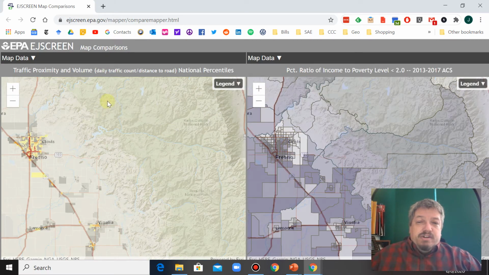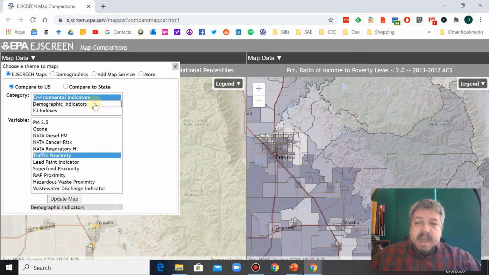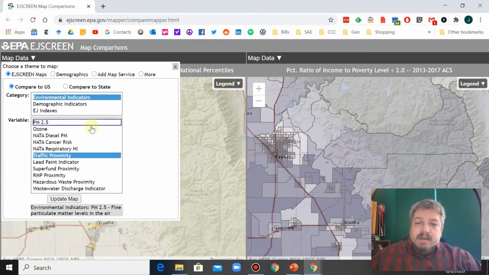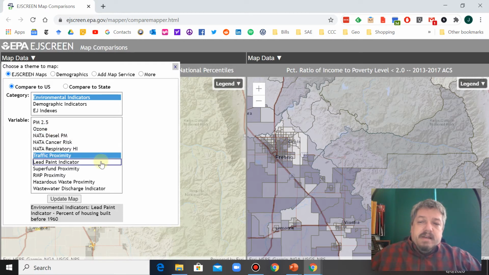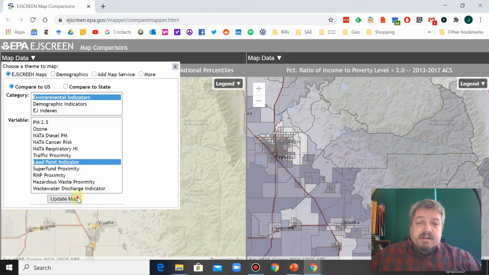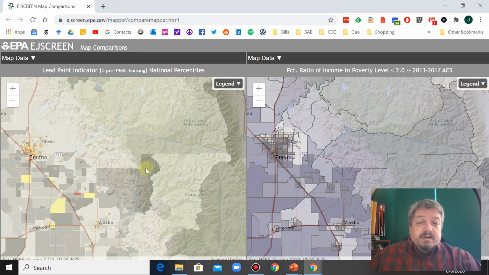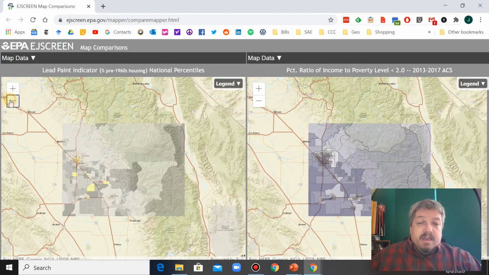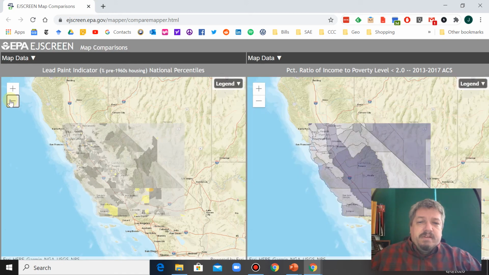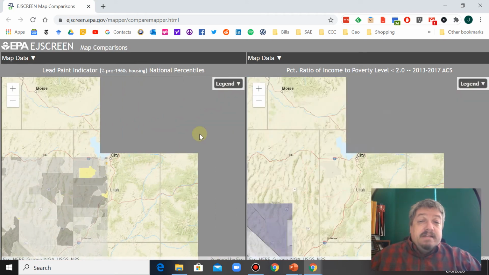And let's map two different sets of data. Same area, but let's look at this. On this, we're going to look at, how about ozone? Better yet, lead paint indicator. This is the percentage of houses built before 1960 that have lead paint. And lead paint in older houses can chip off. Lead paint, if ingested by children, can lead to brain damage, developmental delay, and just not a good thing. It's why we've actually outlawed leaded paints and leaded gasoline.